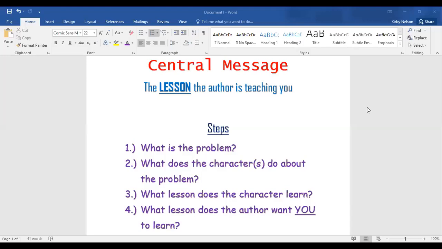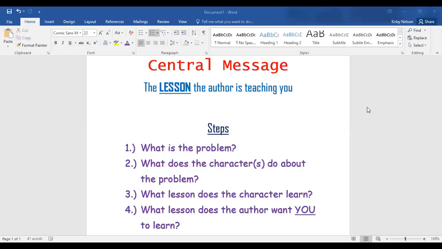Hey, first grade. Today we are going to be reading another book. The book that we're going to read today is called Unlovable. Now, in this book, there's definitely a lesson that the author is trying to teach you. And so before we start reading, we are going to talk about central message.